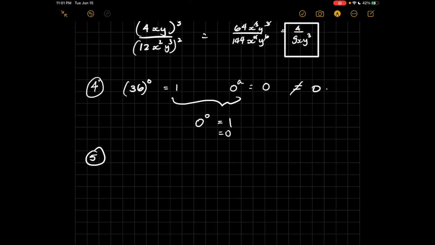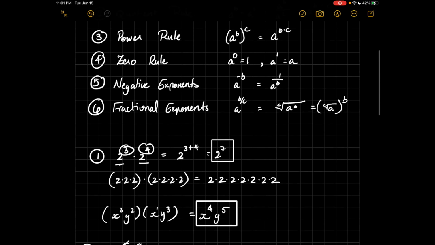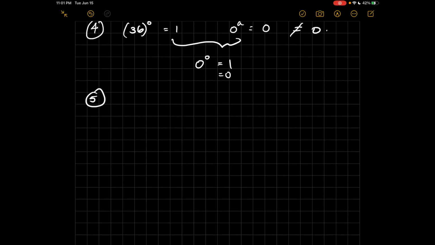The fifth rule, we have negative exponents. And we kind of already worked with a few of these negative exponents, but let's just try and look at maybe a couple more. Let's say we have 4 to the power of negative 3. Well, that's the same thing as 1 over 4 cubed, which is 1 over 64.